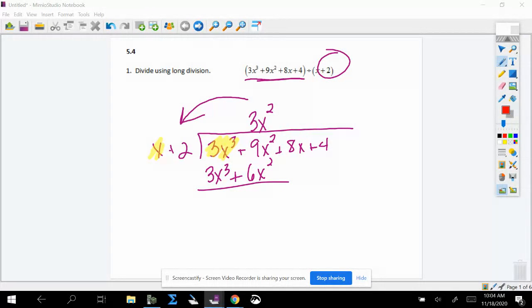And when you subtract, I love to use another color. It makes it show up better. So that will cancel that. So now I have 9x squared minus 6x squared is 3x squared, and then you drop down. And then the process just repeats.